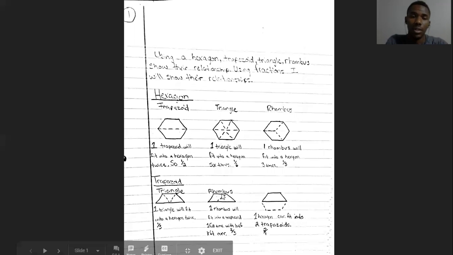Essentially, as you'll notice, these fractions are kind of flipped as seen in the other examples. As in, if we were to go back to the trapezoid and the rhombus right here, it's 2/3. Then we come over here to the other side, it's 3/2.